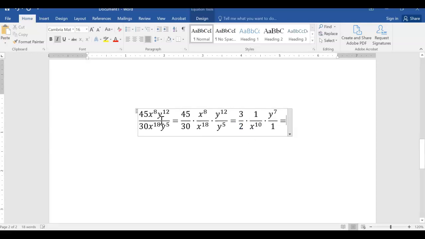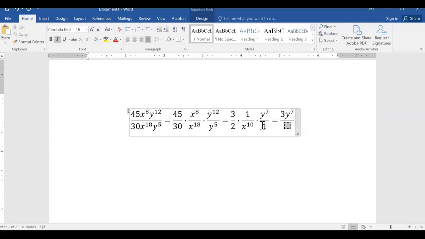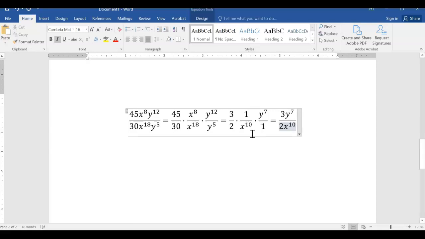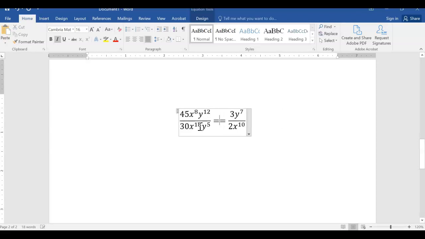Now, when you do this, again, I'm trying to show all of the steps of how I think about it. But when you do this, you'll probably skip just to the very end and say, oh yeah, that's 3 times 1 times y to the 7th. That's going to be 3y to the 7th on top and 2x to the 10th on bottom. Okay, and once you get, again, used to doing all this, you'll probably skip this middle step, and you'll just kind of say, oh, 45 over 30, that's 3/2. So we'll write 3 on top, 2 on bottom. X to the 8th over x to the 18th, that's x to the 10th on bottom. Y to the 12th over y to the 5th, that's y to the 7th on top. So that's the idea behind the quotient rule.